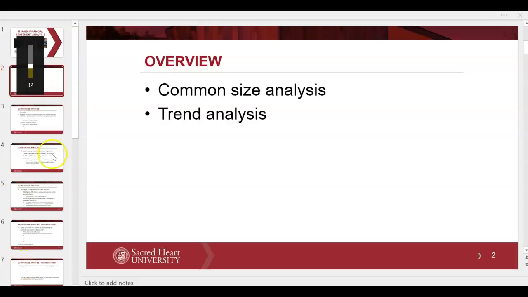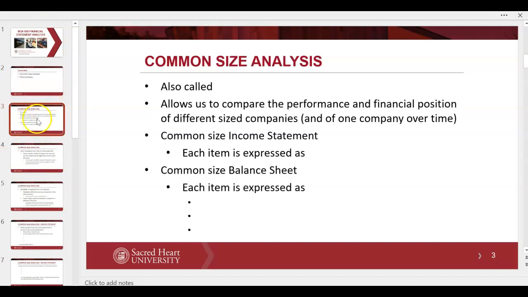Let's start our analyses now. The PowerPoint file in Blackboard is where we're going to take our notes. And let's start with the common size analysis.